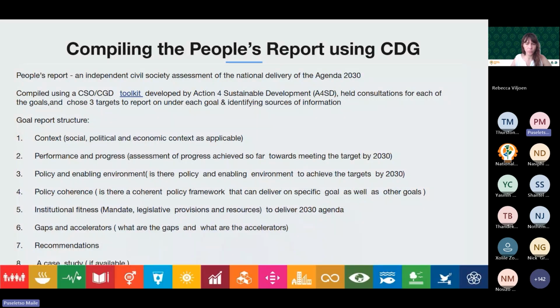We also identified sources of information from your national statistics, information produced by StatSA, information produced by civil society and other actors. And also, we ensured that the sources of information that we use are credible.